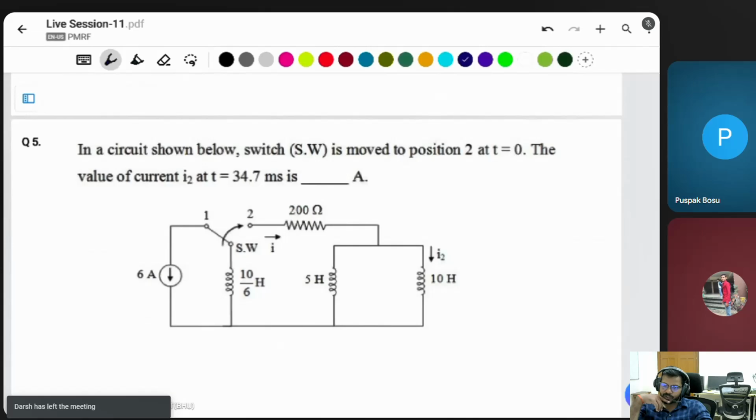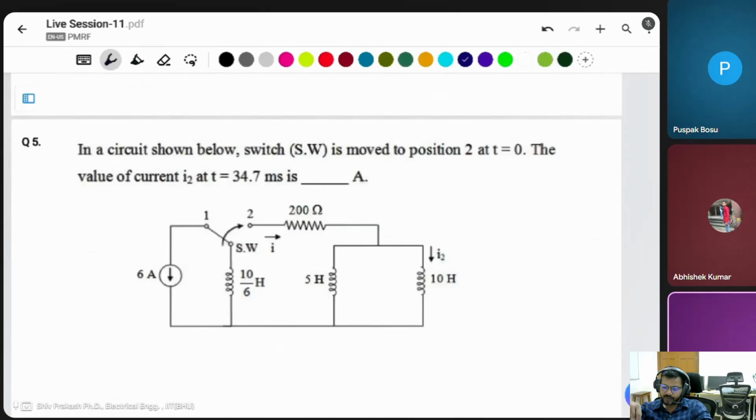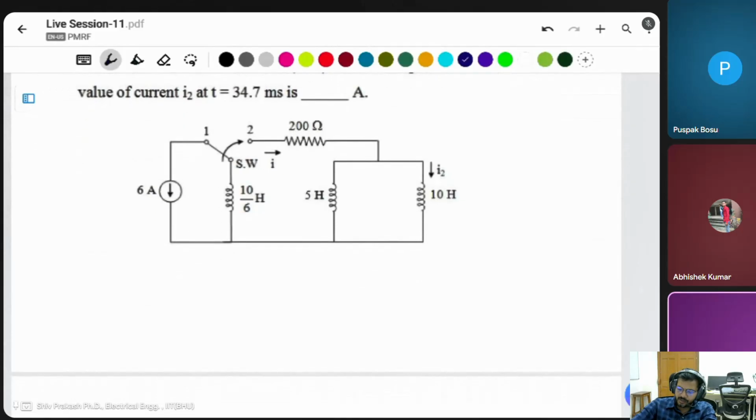Before t is equal to 0, the switch is connected to position 1. It means the current is flowing through the 10 by 6 Henry inductor. It means there is some initial current. This is the open circuit. It means the whole current is flowing through like that, and the current direction is this one.